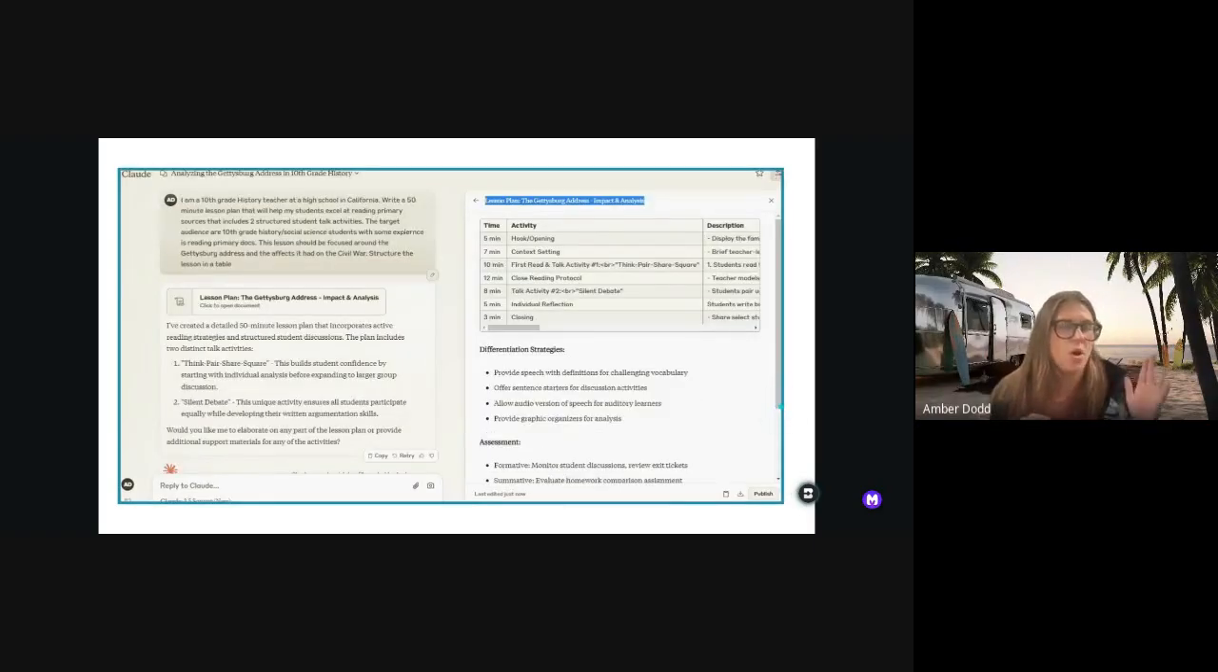Versus if I put in that whole prompt, I'm a 10th grade history teacher at a school in California. I want a 15-minute lesson plan. I want 2 structured student talk activities, and it's going to give me a way better output and lesson. I'm still going to modify it. I'm still going to have human eyes on this, but it's going to give me a way better lesson than just putting in create this lesson plan with it. So the more detailed that I can get, the better it's going to be. The two structured student talk activities it gave me were think, pair, share, square, and silent debates.